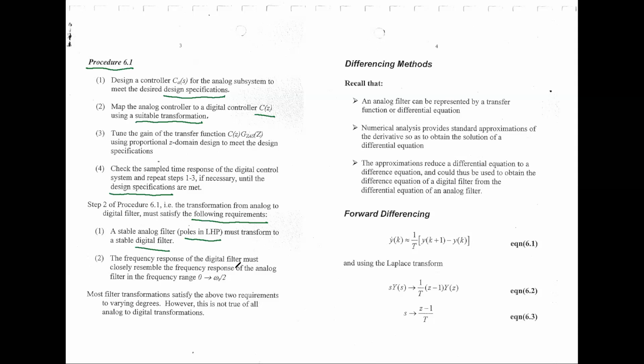Number two, the frequency response of the digital filter must closely resemble the frequency response of the analog filter in the frequency range 0 to omega s over 2. As we have seen previously, using transformations such as bilinear transformations, the analog frequency range from 0 to, let's say, infinity is distorted, or compressed, into this range 0 to omega s over 2.